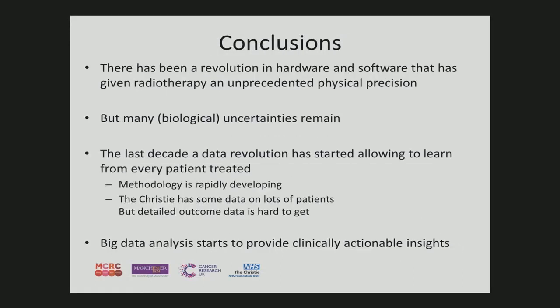So that brings me to my conclusions. There has been a revolution in hardware and software that has given us an unprecedented physical position of treating these patients. So that means that now the physics is no longer the problem, the biology is the problem. And there are many biological uncertainties, and I showed you contouring and outcome and toxicity. In the last decade, we and our colleagues started the data revolution, I think, which allows us to learn from every patient. The methodology is brand new, but rapidly developing.